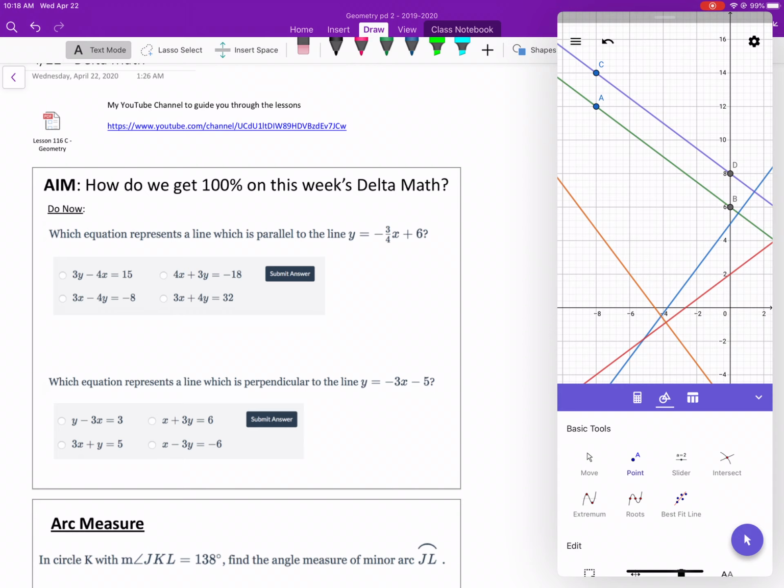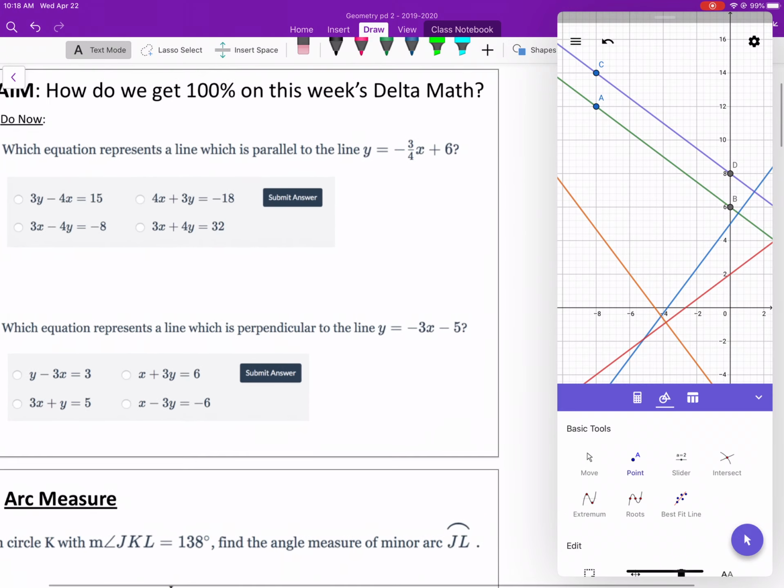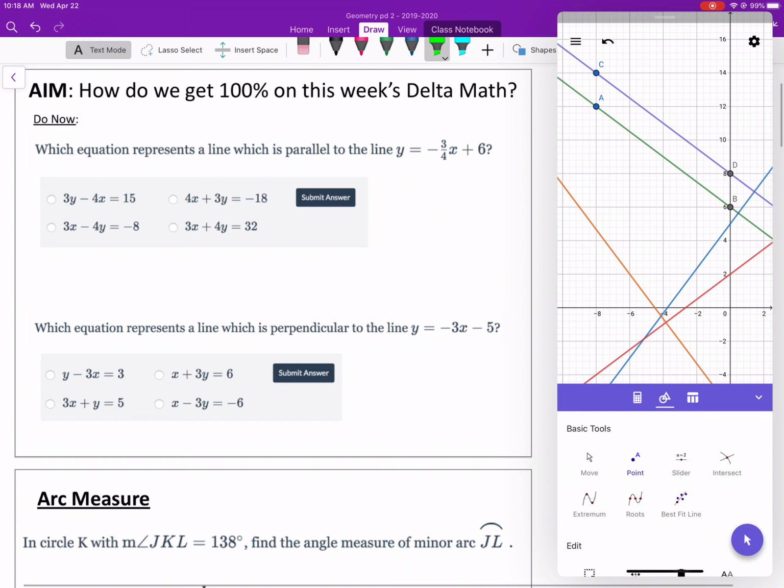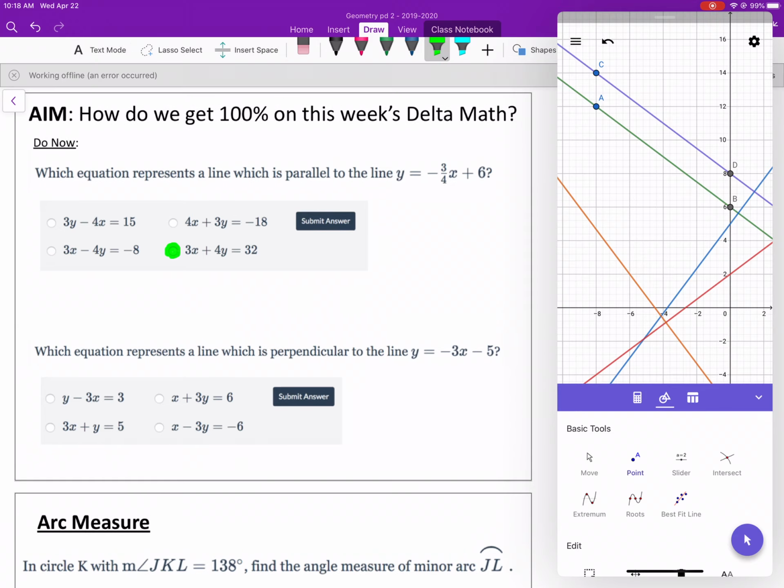Alright. Now the next one. Same type of question. Let's fill in our answer choice here. Which equation represents a line which is perpendicular to the line y equals negative 3x minus 5? Alright, so that was parallel. Now we're looking perpendicular. So what do we know about perpendicular lines? About their slopes, more specifically. They're opposite reciprocals.